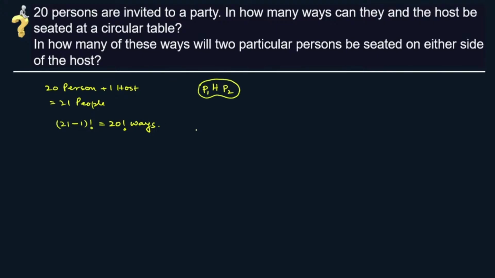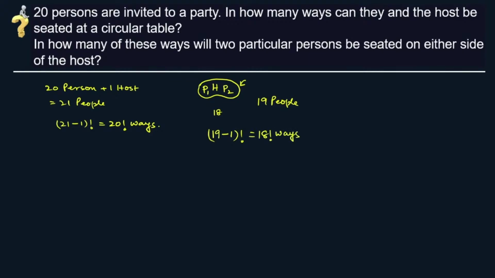So if we combine this, now how many people are left? We are left with 18 people. So in this case, total there are 19 people. Why 19 people? Because this whole thing, P1, H, P2, I have taken as one person, right? So total there are 19 people. These 19 people can arrange among themselves on the circular table in 19 minus 1 factorial, that is factorial 18 ways.